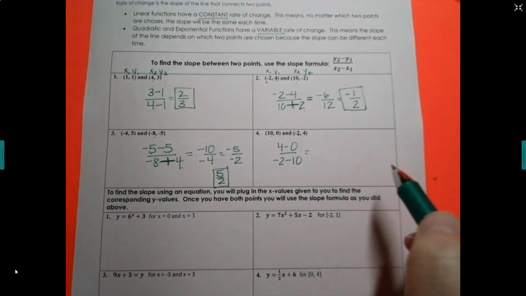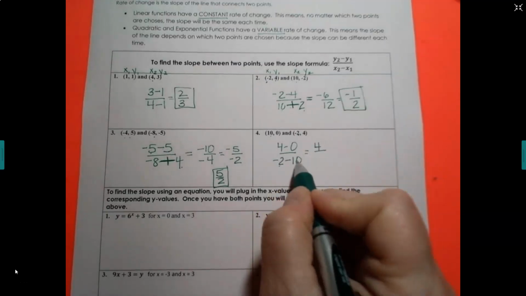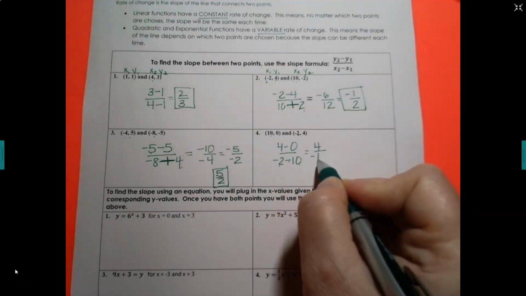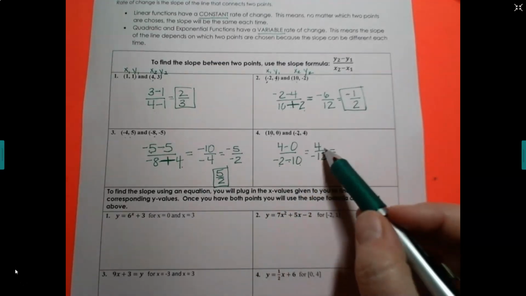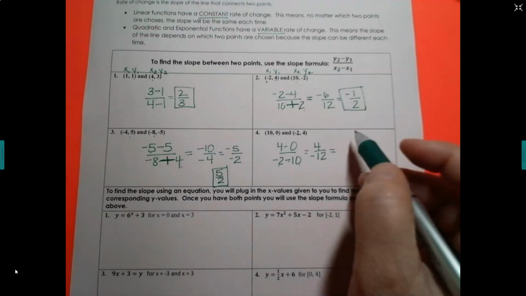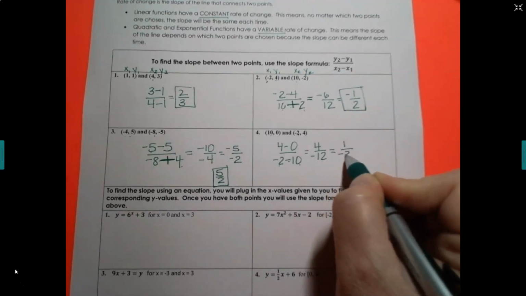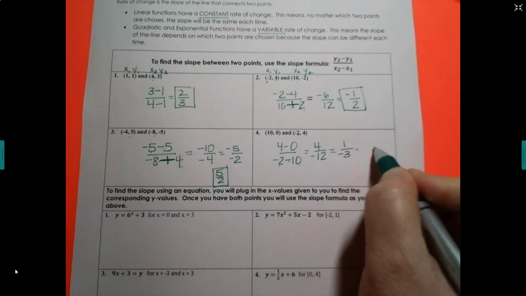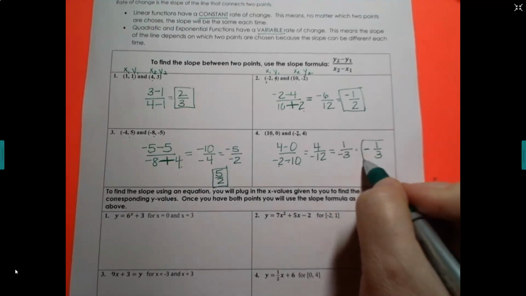Once we've got it set up, we start simplifying. 4 minus 0 is 4. Negative 2 minus 10 more is negative 12. To simplify this, 4 goes into itself and into 12, so it goes into itself once, and 12 is negative, so it'll be a -3. And usually we'll just go ahead and write that negative sign out front like that. -1/3 is our slope.